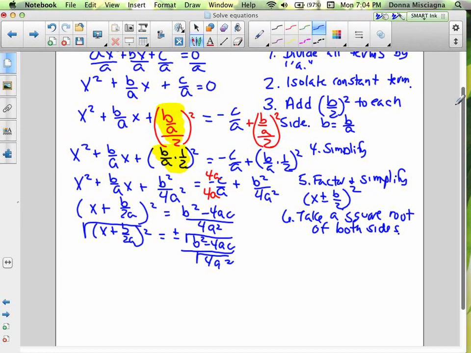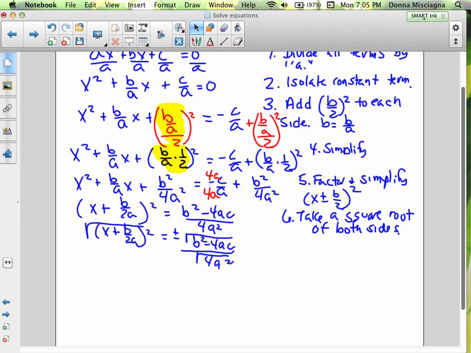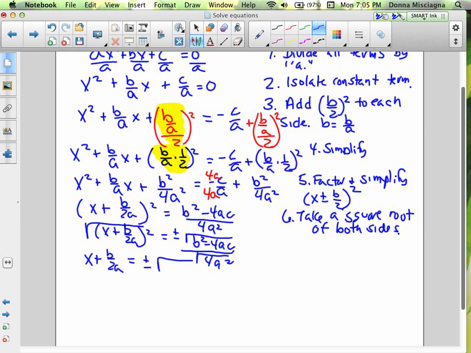So square and square root cancel. Trying to fix that b. Yeah. Square and square root cancel. So the left-hand side is just going to be x plus b divided by 2a. On the right-hand side, we can't do anything with b squared minus 4ac, but 4a squared is a perfect square, and the square root of that would be 2a.